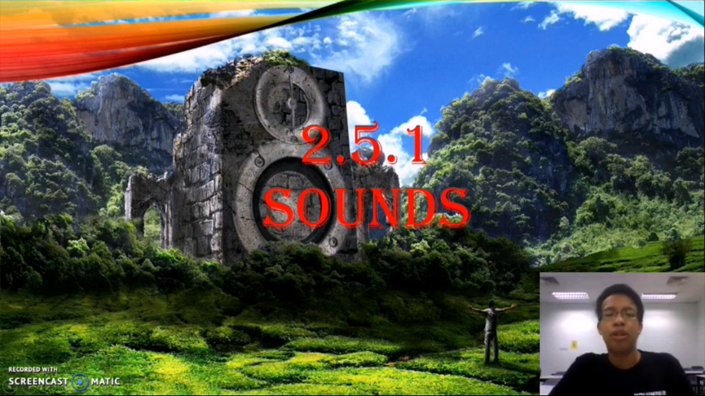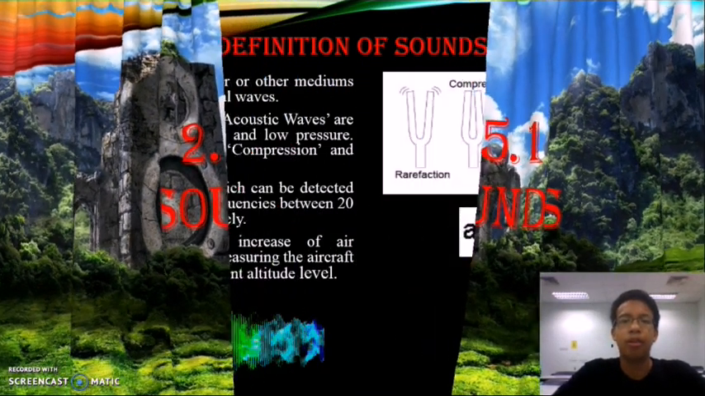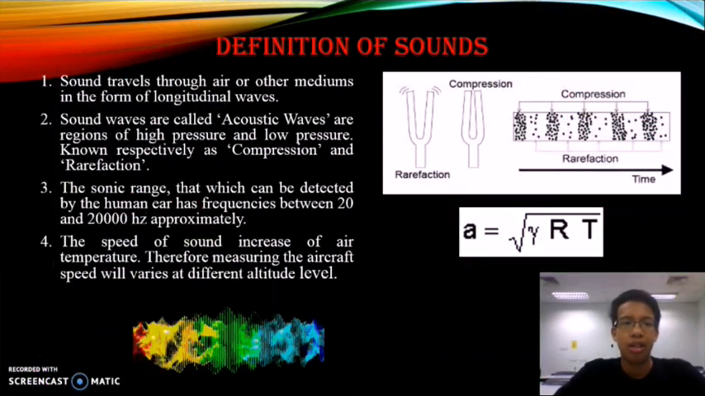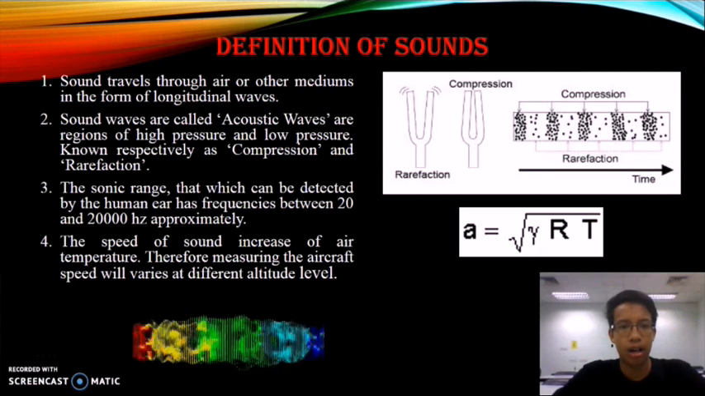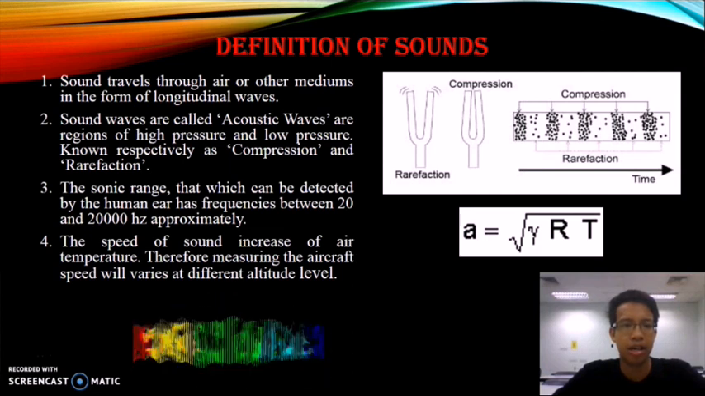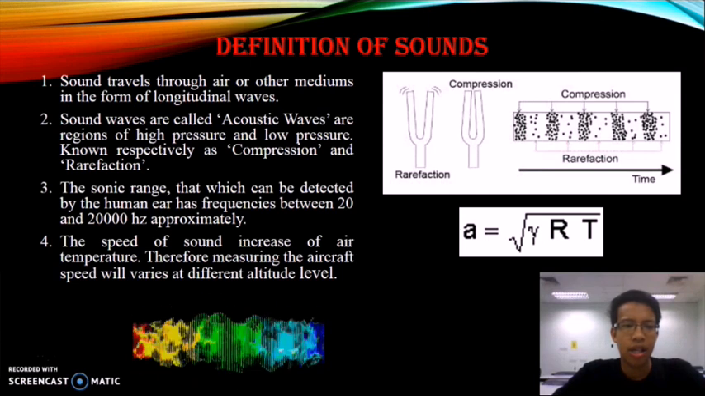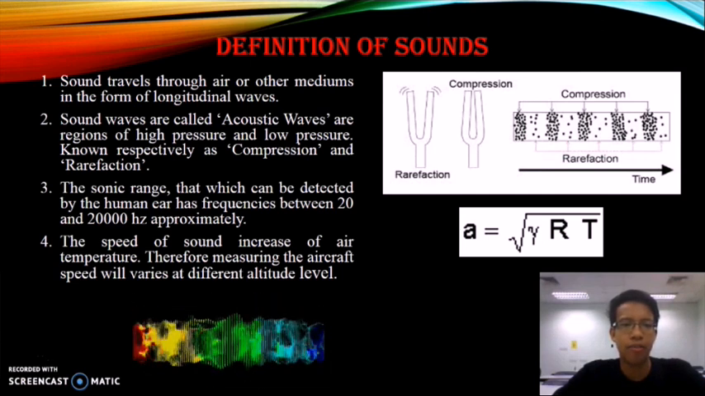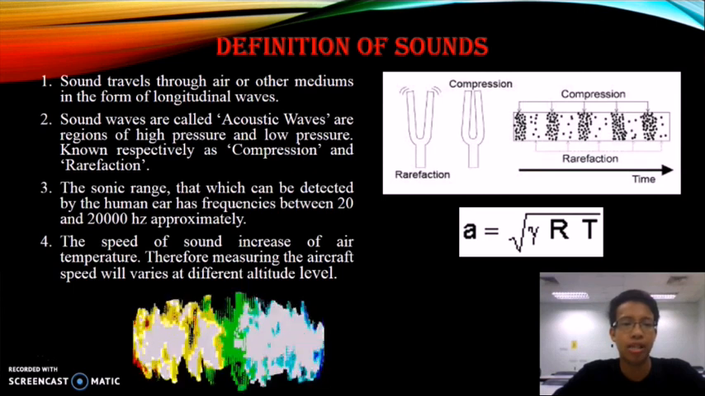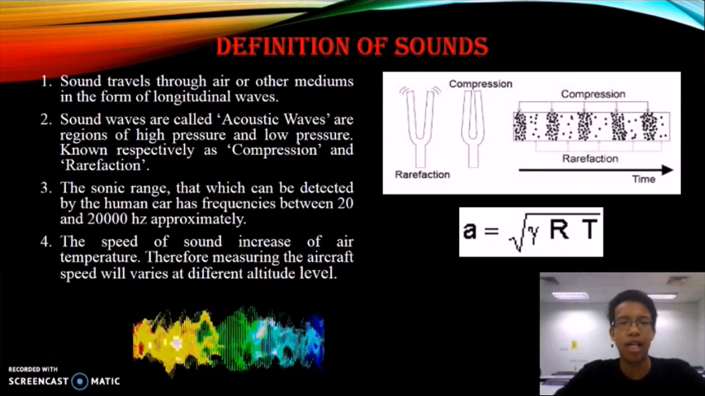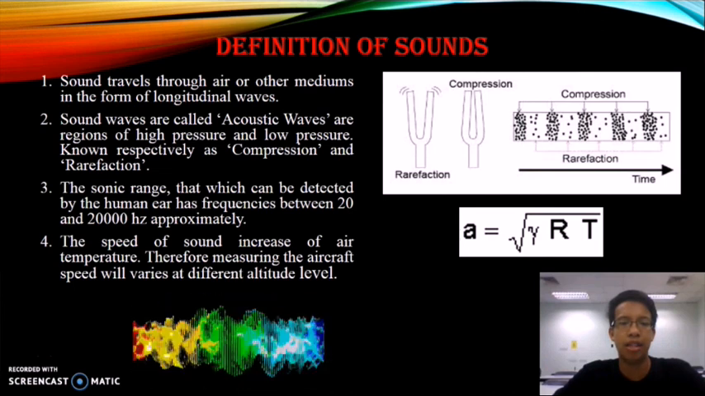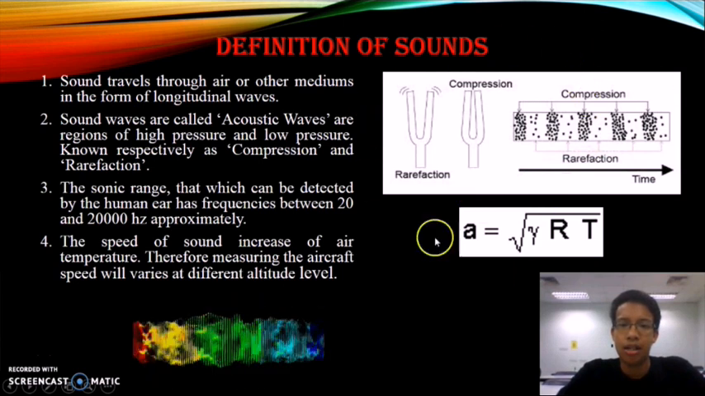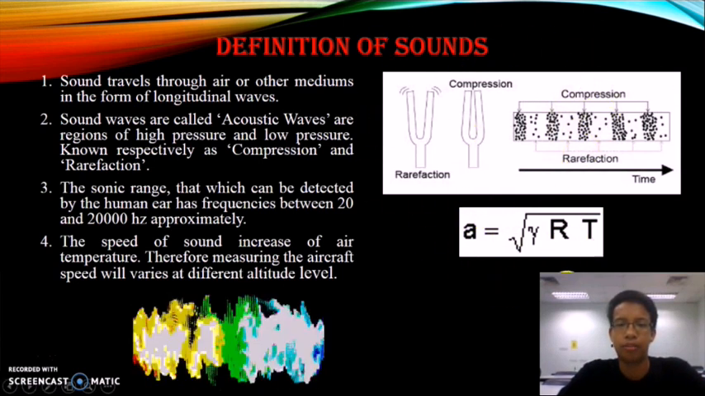Next, we talk about sound. The definition of sound: sound travels through air or another medium in the form of a longitudinal wave. Sound waves are called acoustic waves, with regions of high pressure and low pressure, known respectively as compression and rarefaction. The sonic range that can be detected by the human ear has a frequency between approximately 20 and 20,000 Hz. The speed of sound increases with air temperature, therefore measuring aircraft speed will vary at different altitude levels. This is an example for the definition of sound and this is a formula.